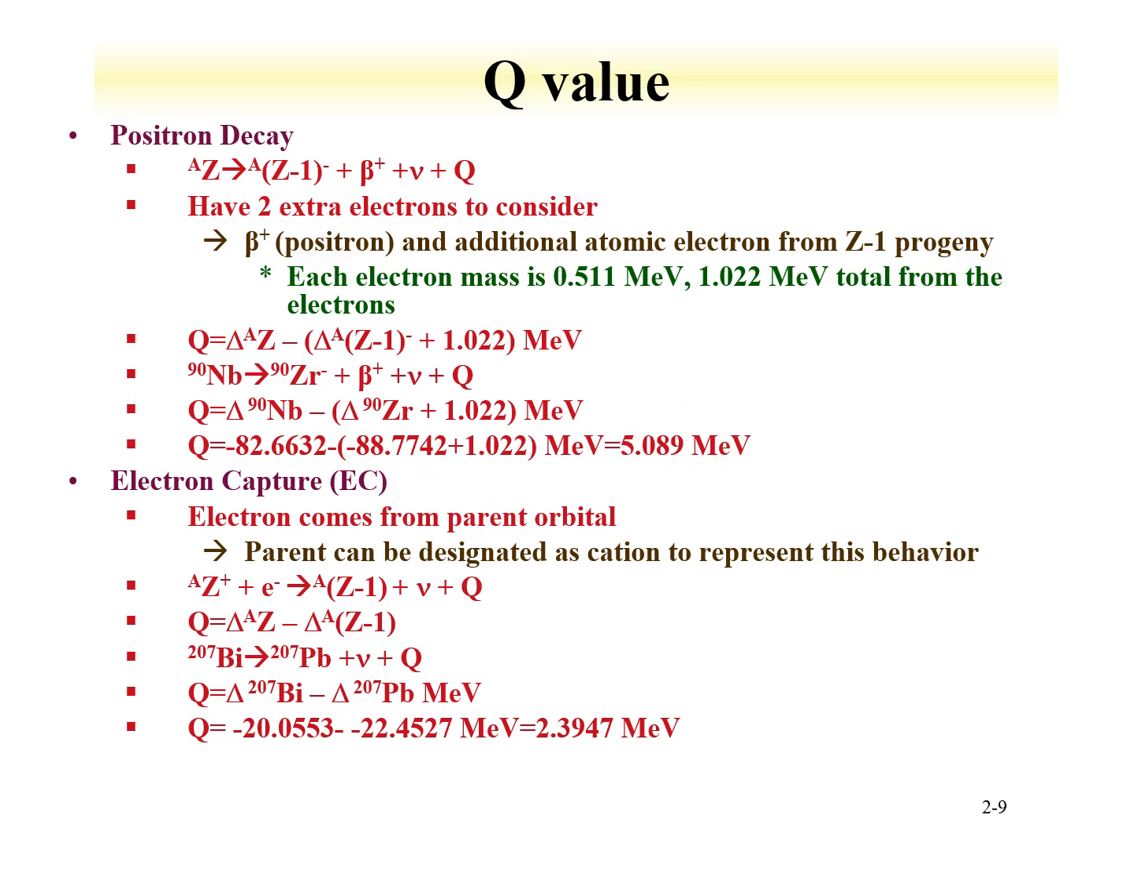We can do the same calculation for electron capture. In this case, the electron comes from the parent orbital. Parent can be designated as a cation to represent this behavior. So we have a parent here that takes an electron, then a proton is converted into a neutron. A neutrino is emitted. So from this, the Q value is just equal to, well, this gets neutralized, so we don't have to worry about electron mass. So it's just the mass of the parent minus the progeny mass.